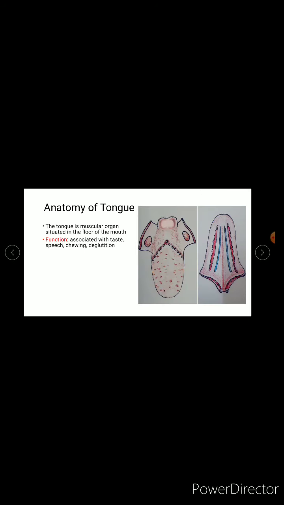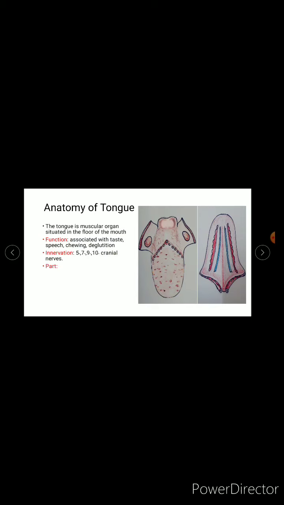Now, before going to the development of the tongue, I would like to describe the anatomy of the tongue in brief. So, tongue is a muscular organ situated in the floor of the mouth. It is composed of skeletal muscle, and tongue is associated with taste, speech, chewing and deglutition. The tongue is innervated by 5th, 7th, 9th cranial nerves.